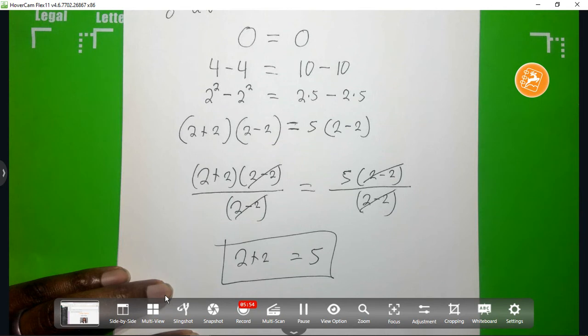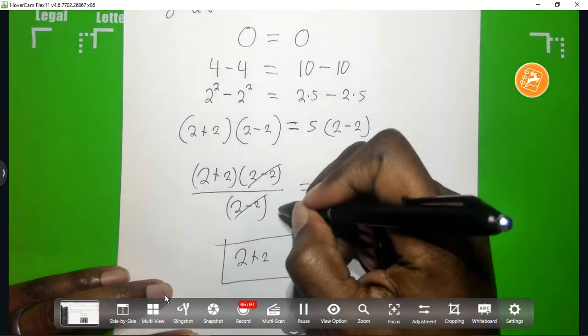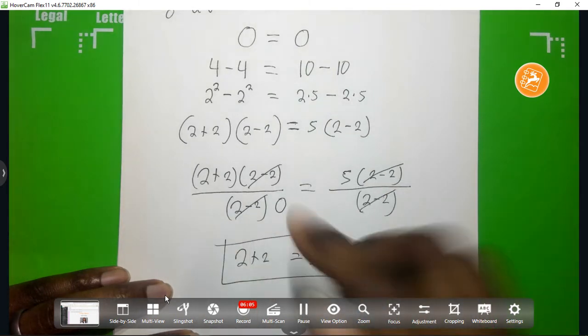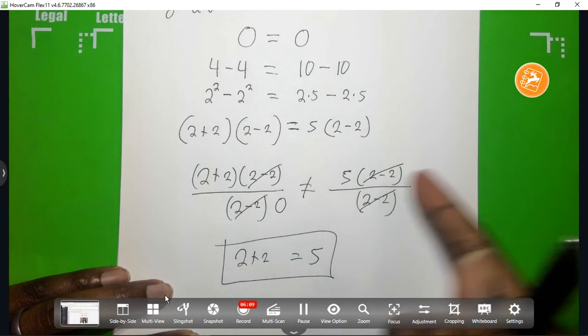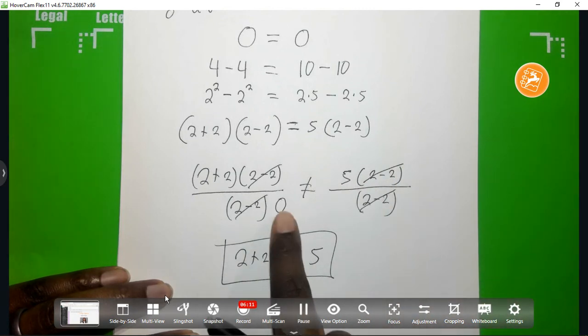So what do we do when I cancel out? Canceling out is another way of saying divided by. You see that long bar we divided? Well, what did we divide by? 2 minus 2. And what is 2 minus 2? 0. We can't do this. This step right here is incorrect. It looks correct because you're so used to canceling out, but you've got to understand you can't divide by 0.